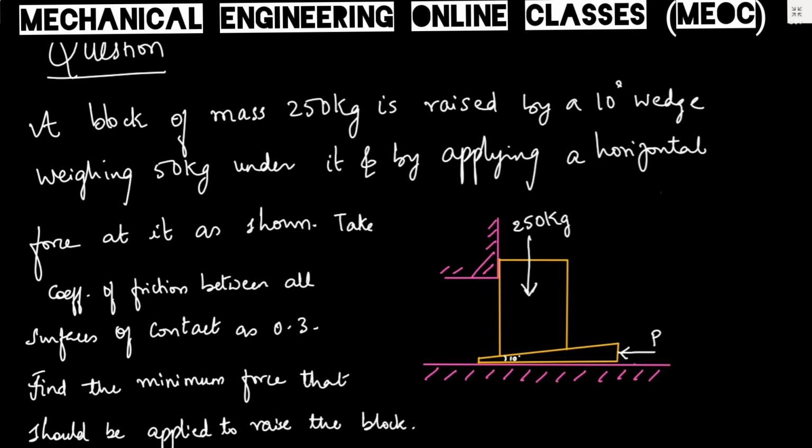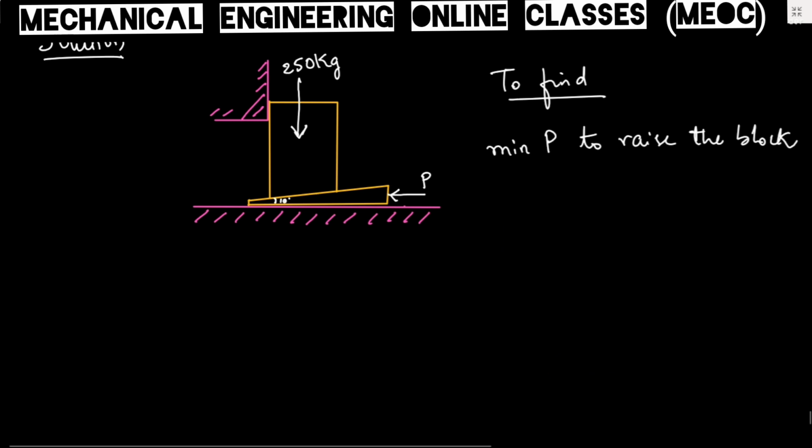What is that minimum force? That is P. We have to find the minimum value of P, which when given to the wedge leftward should raise the block of 250 kg upward. So we need to find the minimum P to raise the block, and needless to say, for this we have to take the FBD of the wedge, because P is applied on the wedge.